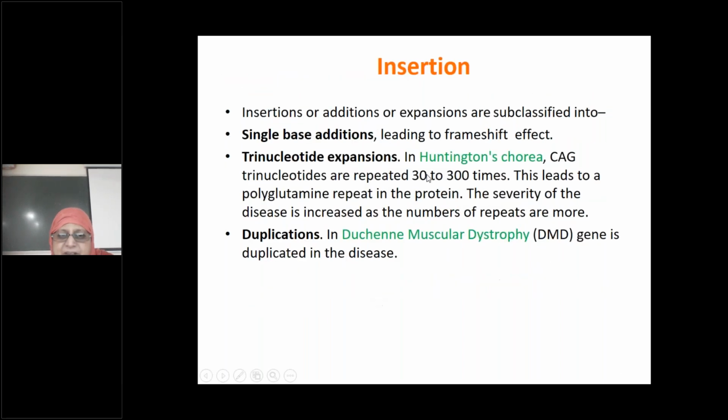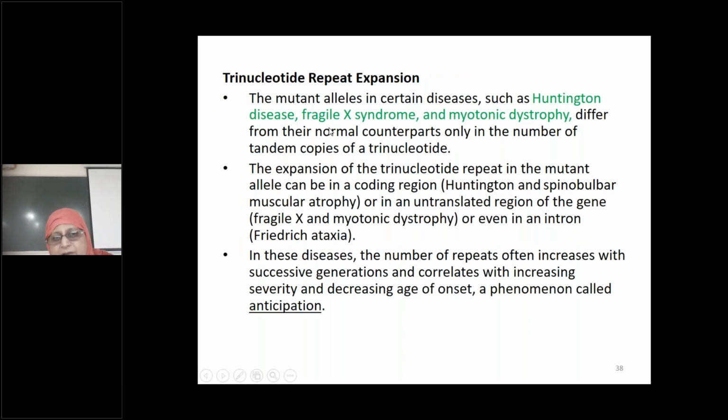So for this trinucleotide repeat expansion, I gave you the example of Huntington's chorea. Other than that, you also have other disorders known as Fragile X syndrome or myotonic dystrophy. They differ from the normal counterparts only in the number of tandem copies of a trinucleotide. The expansion of this trinucleotide repeat in the mutant allele can be in a coding region, or in an untranslated region of the gene, or even in an intron. So depending on where these repeats are, it leads to different types of disorders.